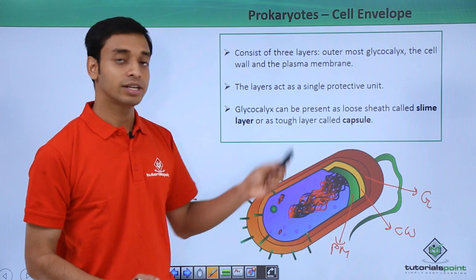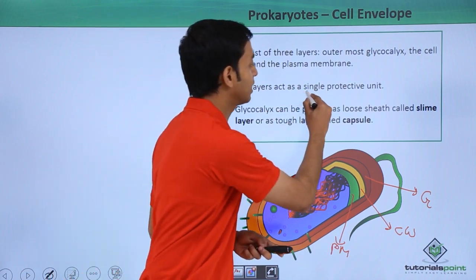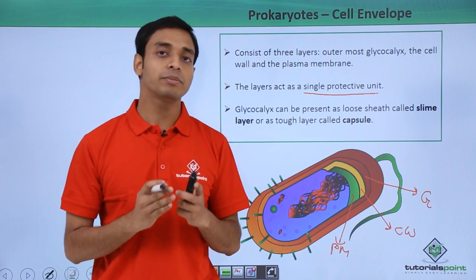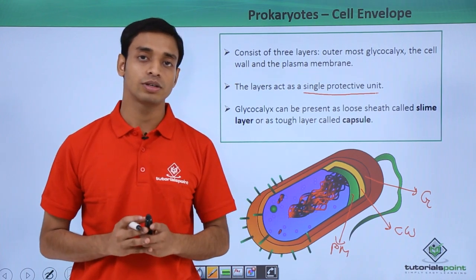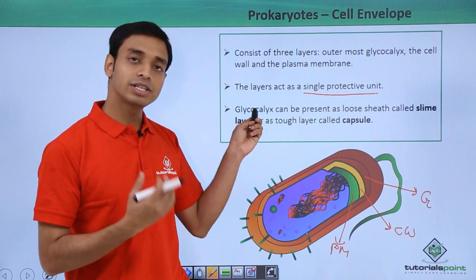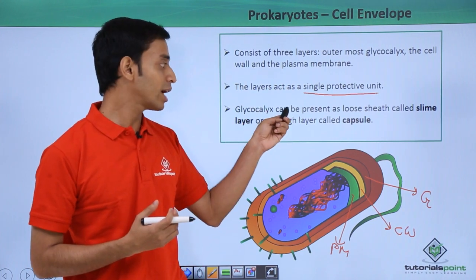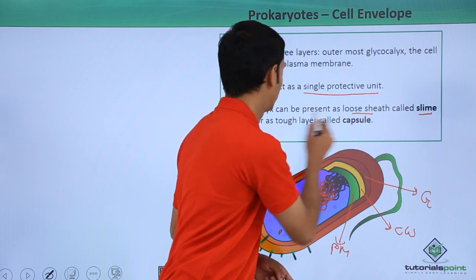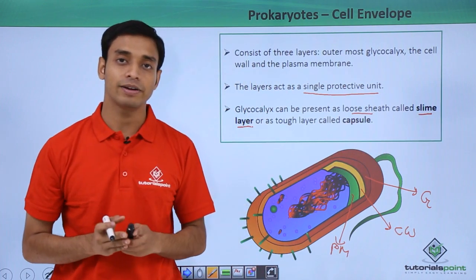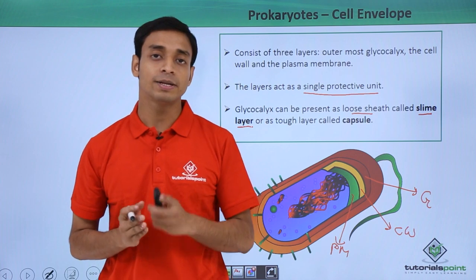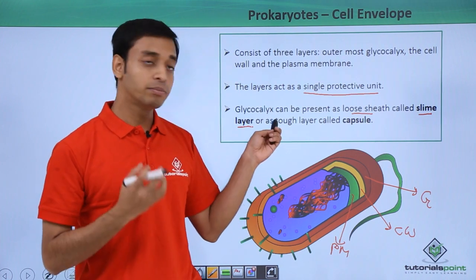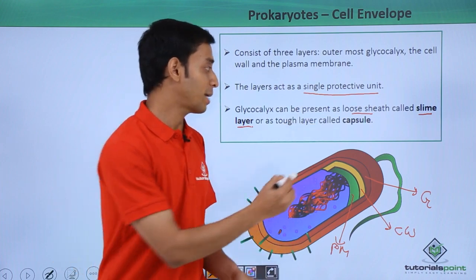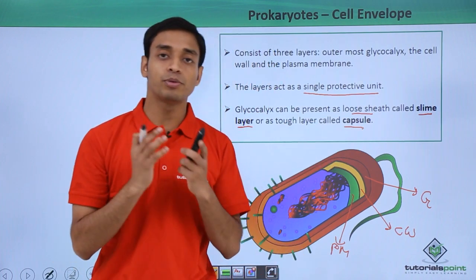All these three layers together act as a single protective unit. The glycocalyx can be present in two different forms. The first form, in some of the cells of prokaryotes, this glycocalyx can be present as a loose sheath, and this type of loose sheath is known as the slime layer. In some of the other prokaryotes, this glycocalyx can be present as a tough, hard layer which is known as the capsule. So the capsule is a very protective layer.